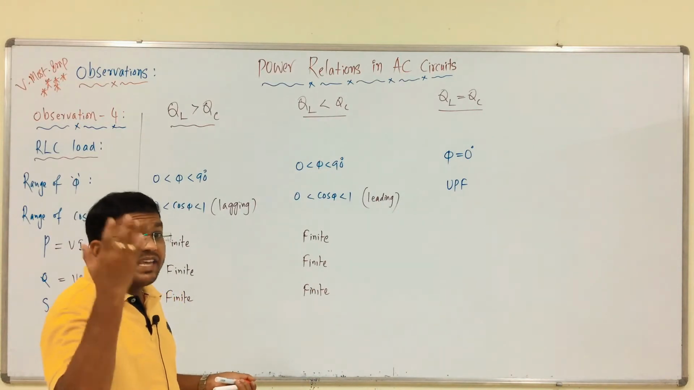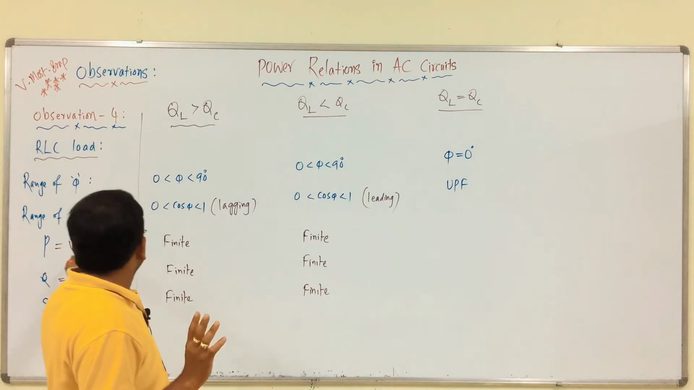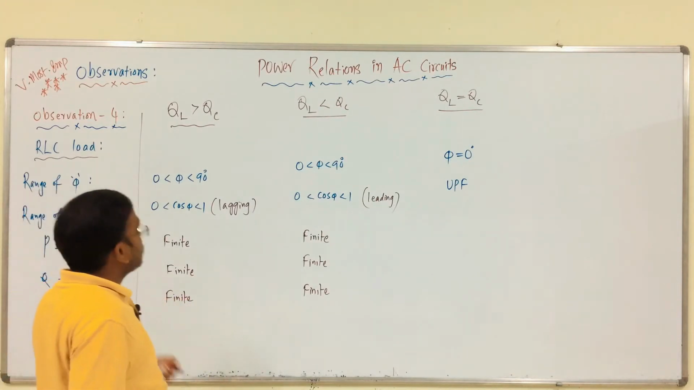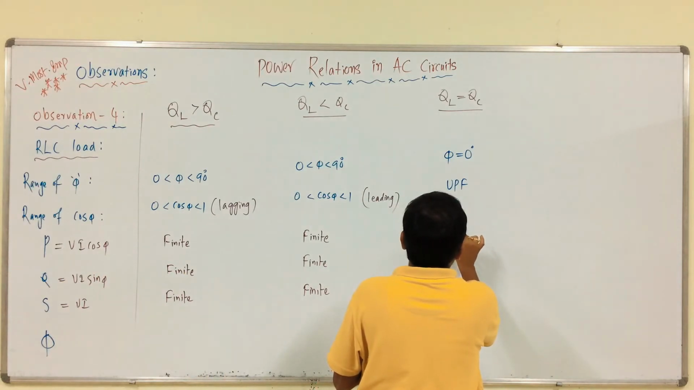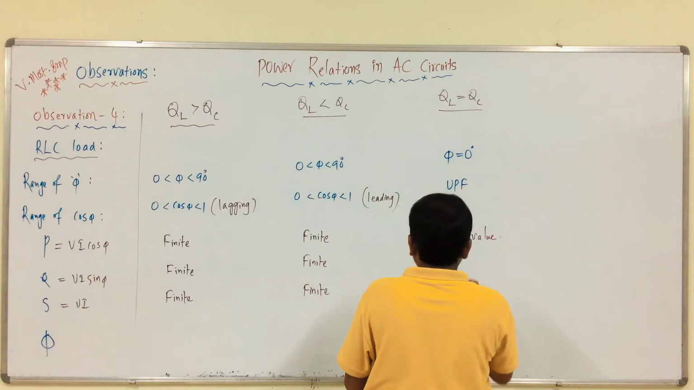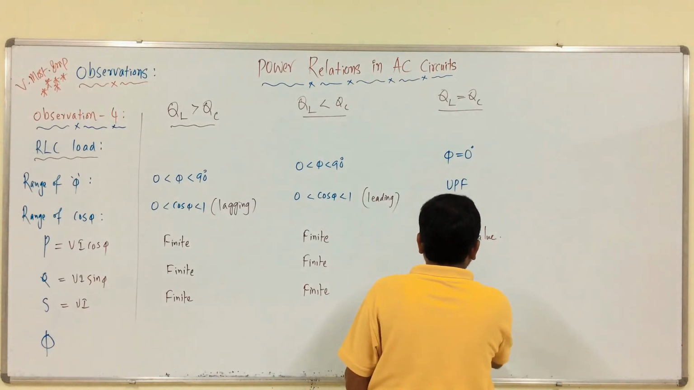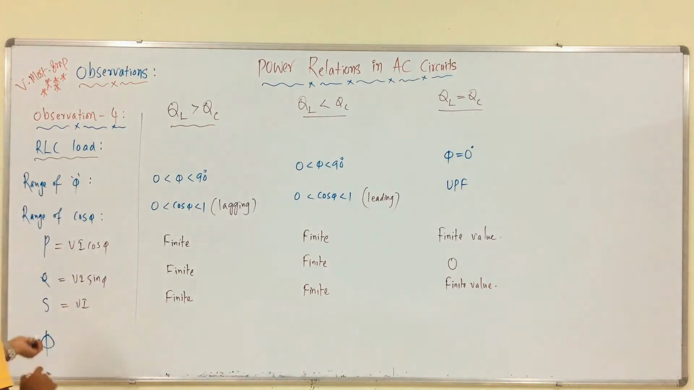We do not have any reactive components, only we have resistive component. Therefore, P is equal to Vi cos phi. So, only P is a finite value. What about Q and S? Q is what? 0. S is equal to what? Vi only, that is a finite value, right?